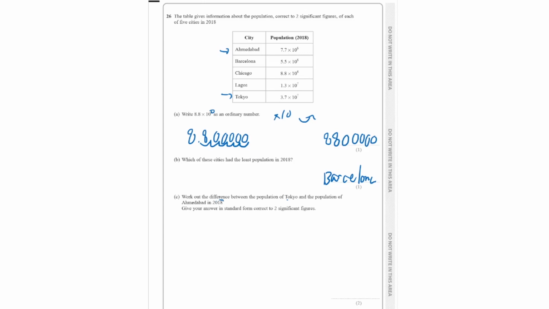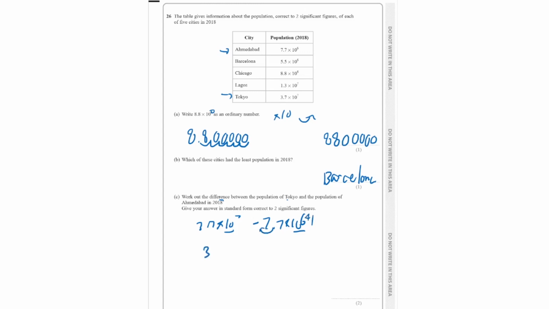So here, we can write 3.7 times 10 to the power 7 minus 7.7 times 10 to the power of 6. But notice how the bases are not the same. Here we have 10 to the power 7 and 10 to the power 6. We can actually change 10 to the power of 6 and make it easier for us by moving the decimal to the left. When we move it to the left, we simply add 1 to the power.